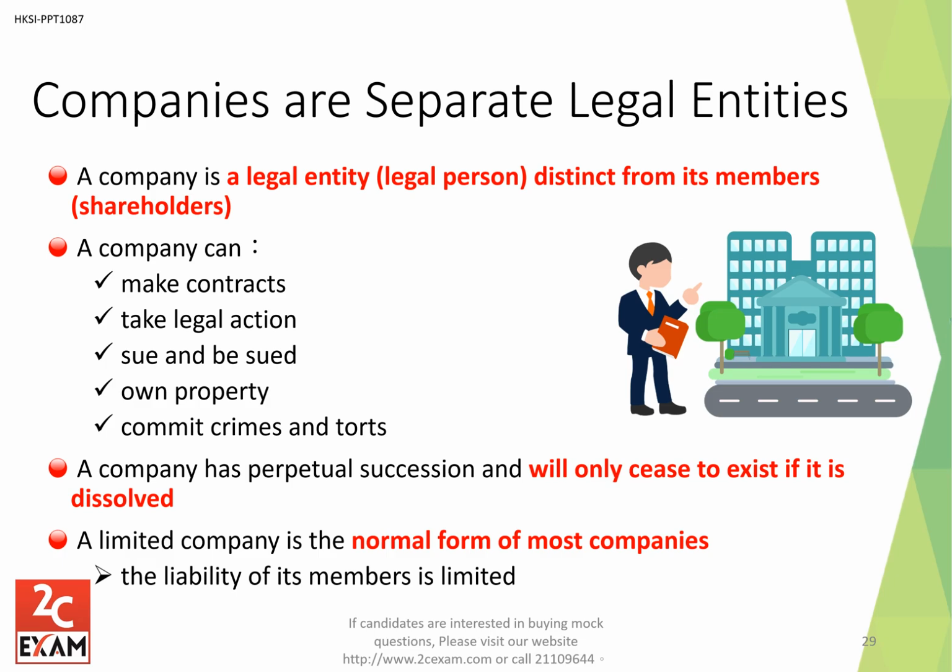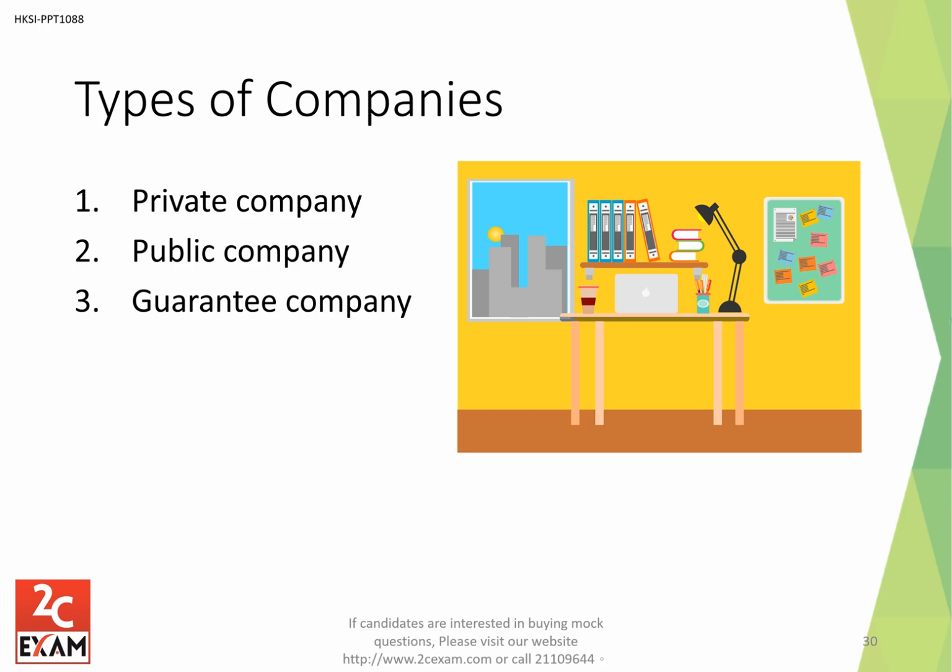There are many types of companies, but the most common is a limited company. What is a limited company? It means that the liability of the company's members is limited. For example, if the company loses money, it does not affect the shareholder, and the shareholder does not need to use personal assets to pay off the debt. What are the types of companies in Hong Kong? There are three types: private companies, public companies, and guarantee companies. Every Hong Kong company belongs to one of these three types. There is no other type.